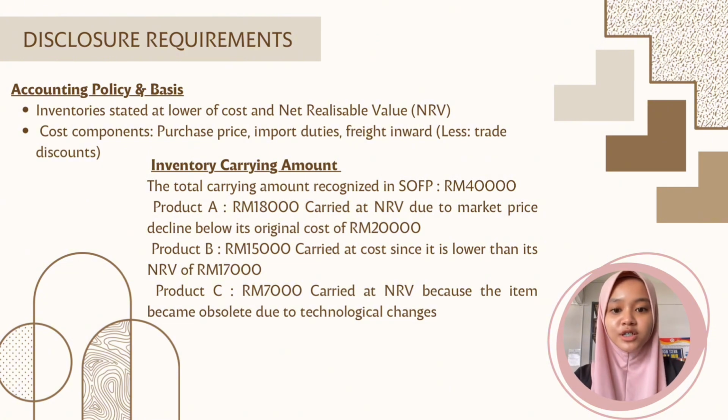Next, we must disclose the carrying amount of inventories. Based on our subsequent measurement from task 1, the total inventory value presented in our statement of financial position is 40,000 ringgit. This is broken down by product lines. Product B remains at its cost at 50,000 ringgit. However, product A is written down to 18,000 ringgit due to market decline, and product C is written down to 7,000 ringgit because it became obsolete due to technological changes.